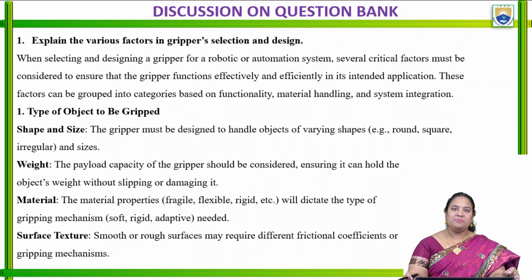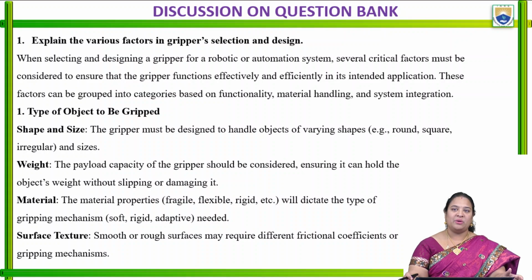So, in this particular topic, we will be discussing the factors which are used for selecting the gripper and how the design of the gripper is being made. As I've told you, the gripper for a robot is an automation system where it acts with several critical factors, having effectiveness and efficiency in its application. Depending upon the application, the effectiveness and efficiency of the gripper will play a very important role.